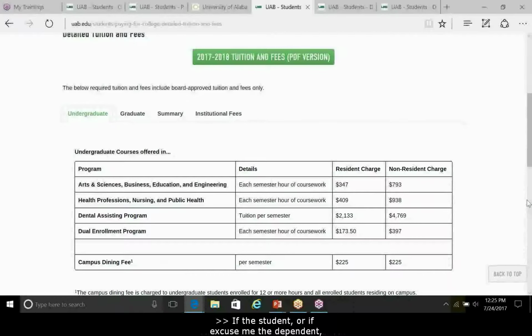If the dependent were stationed here in Alabama, they could. If they're stationed out of state, they're more than welcome to apply for in-state residency. In fact, I would encourage them to, just to see what would happen. But a lot of those things are done on a case-by-case basis as to whether or not to approve for in-state residency.